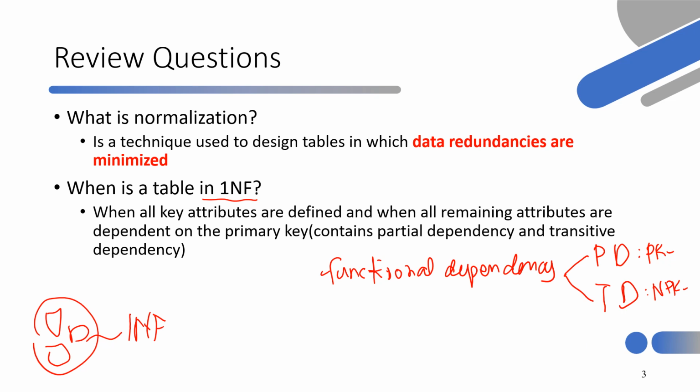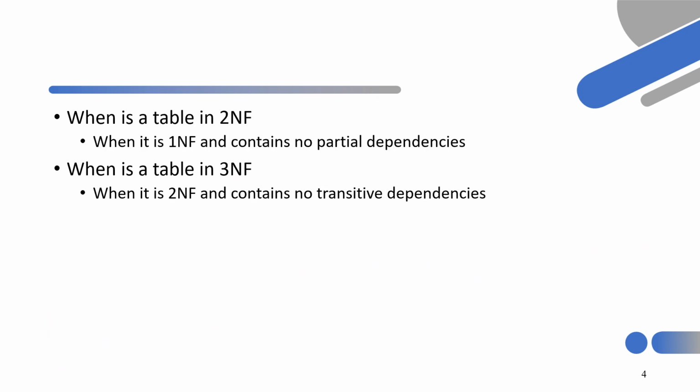And what are you going to do in the first normal form? You are going to find the functional dependencies. Find all the attributes that are related to either the primary key or non-primary key. This is the task in the first normal form. Okay. So when is a table in second normal form? The table is in second normal form when it is in first normal form and contains no partial dependencies.